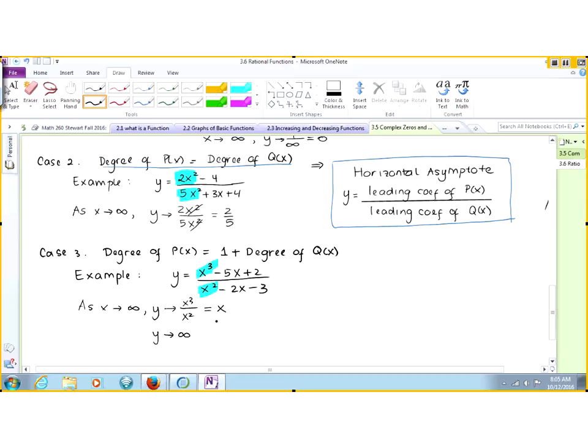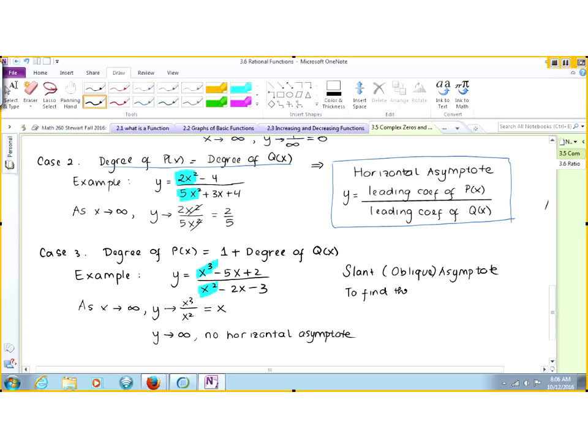Now, will it have a horizontal asymptote? No. So no horizontal asymptote. But we will have what is called a slant asymptote or oblique asymptote. Slant is slanted. These two things are the same thing, interchangeable terms. How do you find the equation?